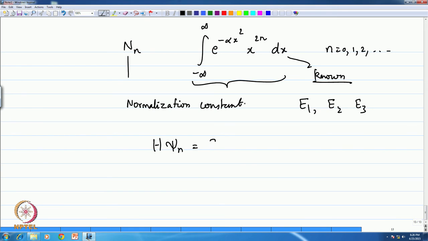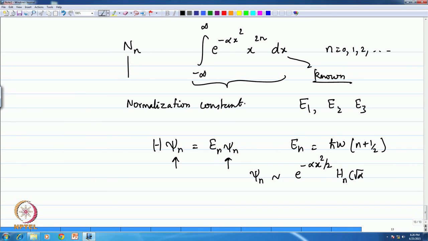So, the solutions therefore H psi n is equal to E n psi n are given as h bar omega times n plus a half for the E and the psi n as exponential minus alpha x square by 2 times Hn of root alpha x. In the next part, we will see what these things mean in terms of pictorial representations and also what the probabilities and an important concept known as the 0 point energy.